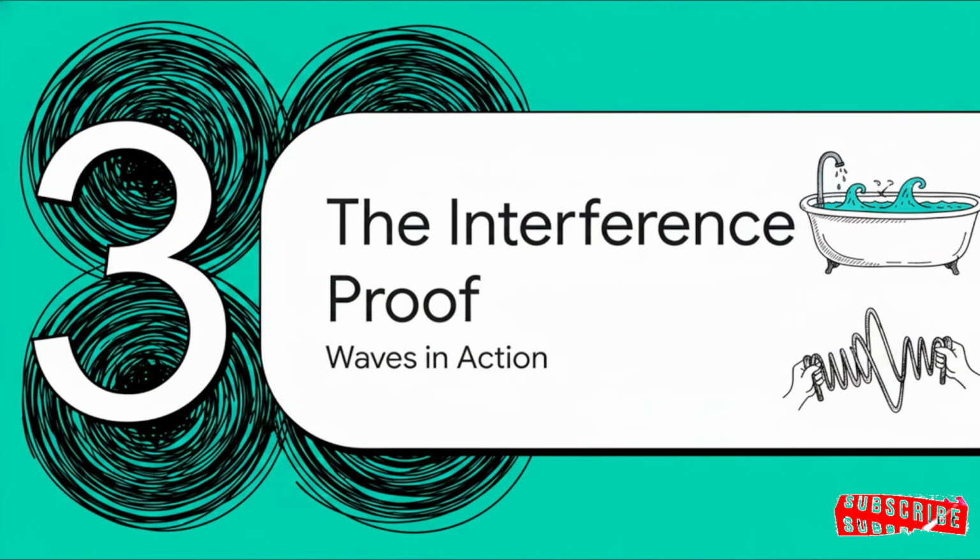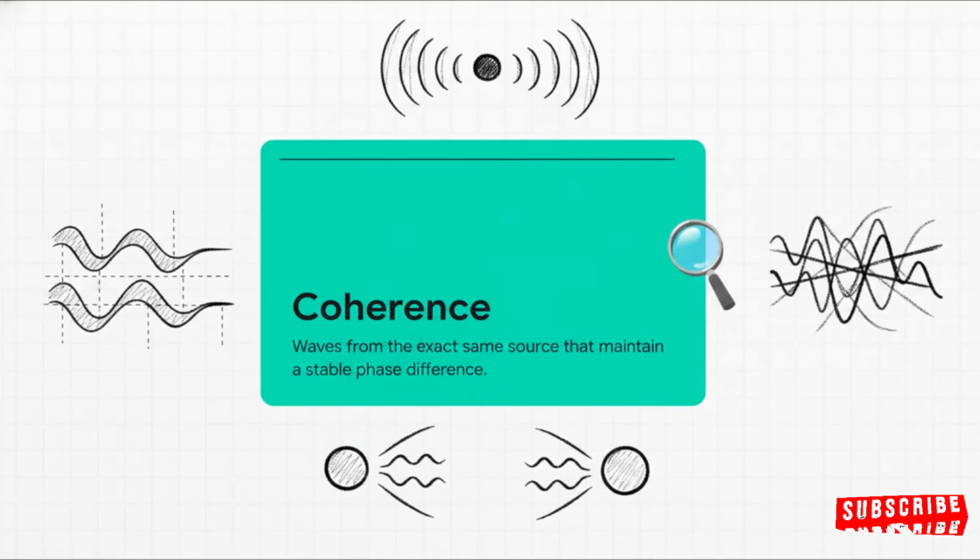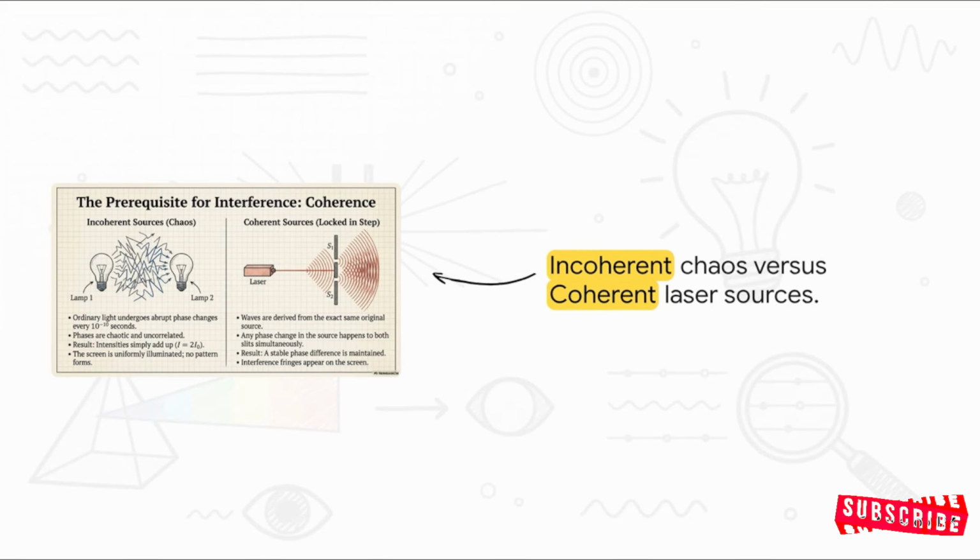Moving on to Section 3, the interference proof. Having established exactly how waves move and bend, let's examine the ultimate, undeniable proof of wave behavior: interference. But before we look at the experiment itself, we really must understand coherence. This is the absolute prerequisite for stable wave patterns to form. Basically, if you want to see waves truly interact, they have to be singing the exact same song, perfectly in rhythm. Notice how those chaotic lamps on the left just sort of add their brightness together in a messy blob, while the coherent laser on the right creates stable, beautifully structured fringes.